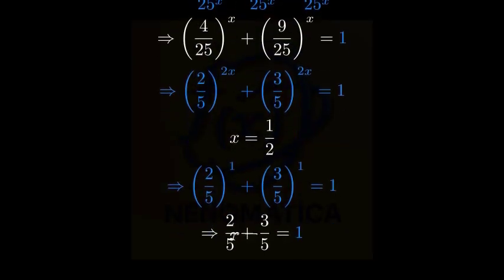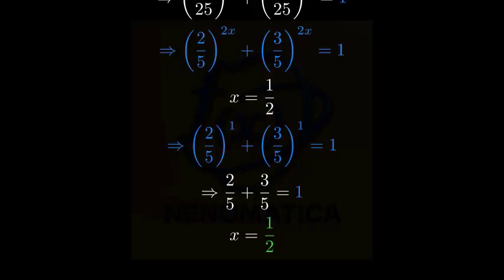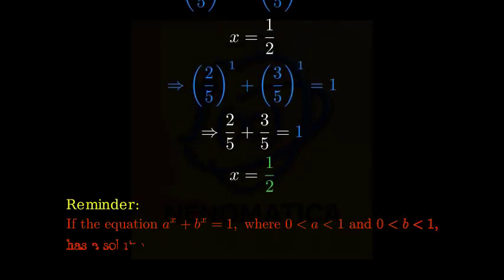When the exponent is 1, we just get the base. So we have 2/5 plus 3/5, which equals 1. This confirms that our solution is correct. The solution x equals 1/2 is the unique solution to this equation. This follows from the reminder.